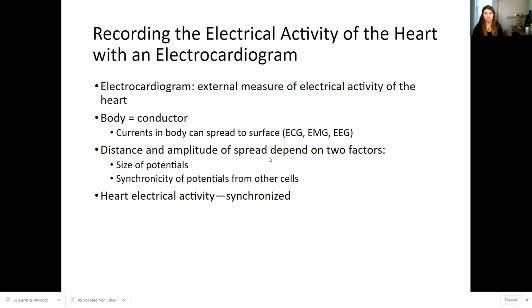Fortunately, heart electrical activity is synchronized. It does flow in these pathways. We have gap junctions between our cells. So this communication between our electrical pathways and our contractile cells, the ones actually contracting, is synchronized. So it gives us something that we can actually distinguish pretty well.